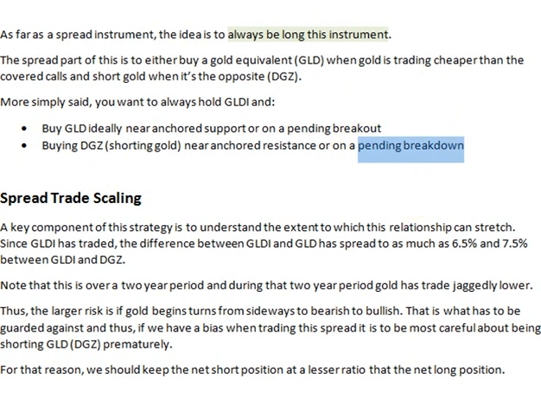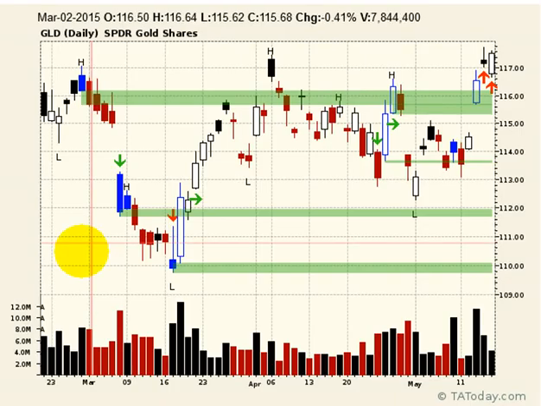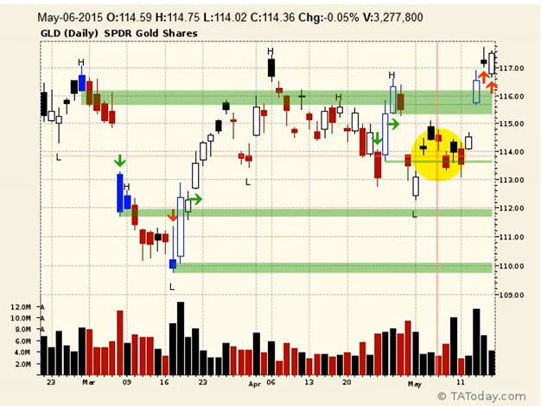Okay, now let's look at some charts so we can make sense of that. Here's gold now. What is it doing?